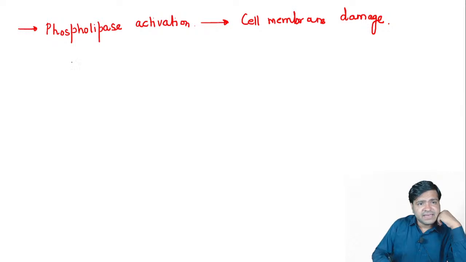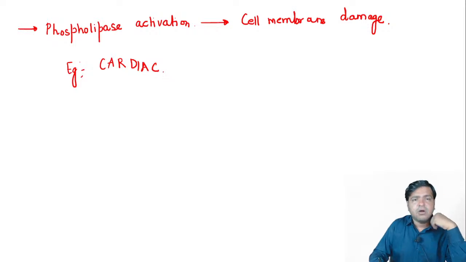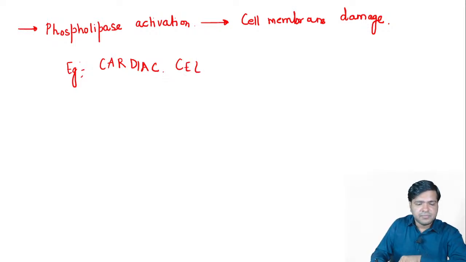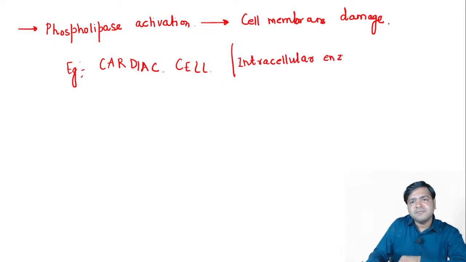Now, suppose I take an example of a cardiac cell. In a cardiac cell, there is an intracellular enzyme. Can anyone tell me the name of this enzyme which is present intracellularly?